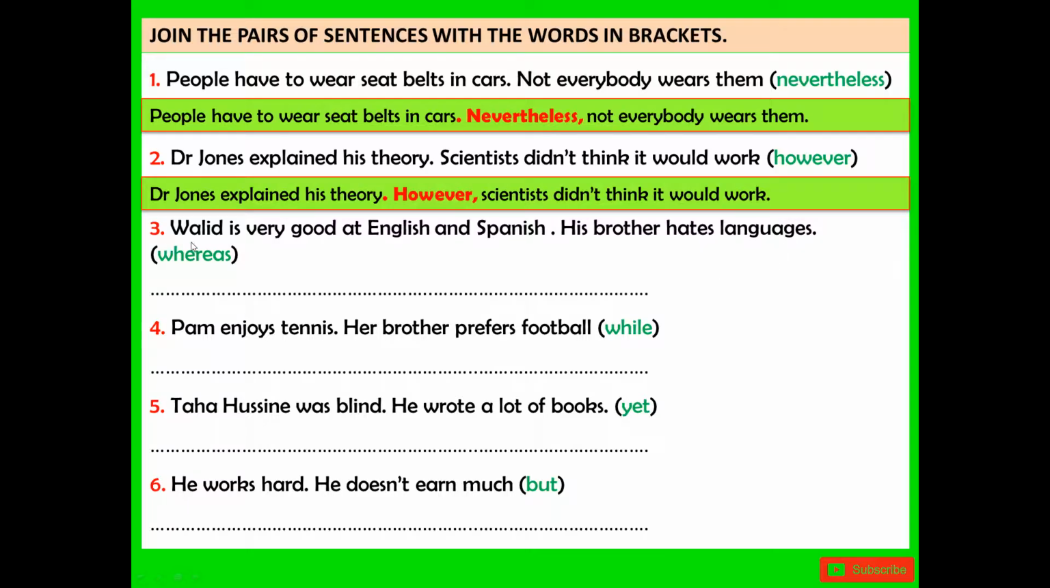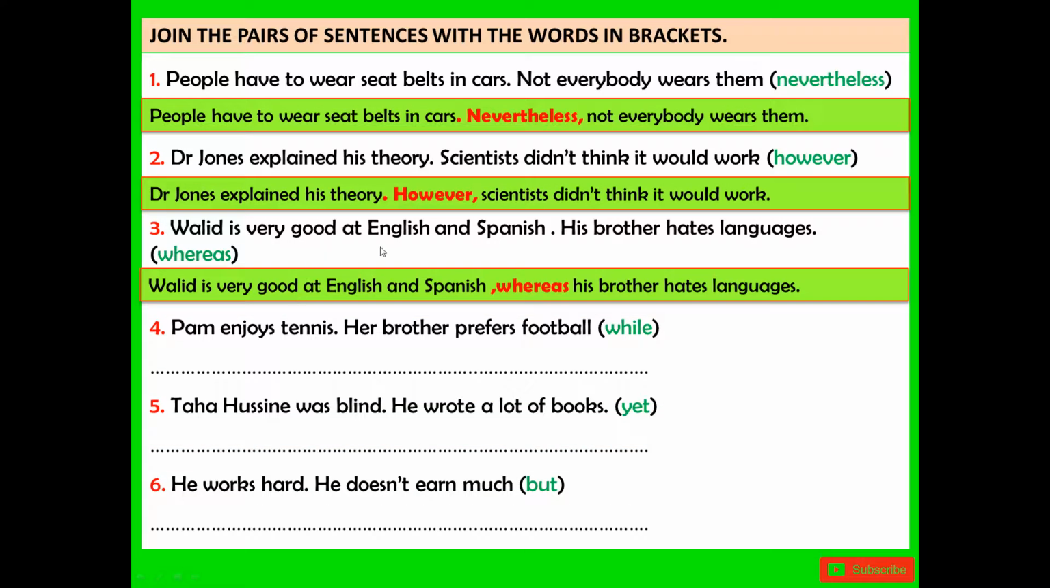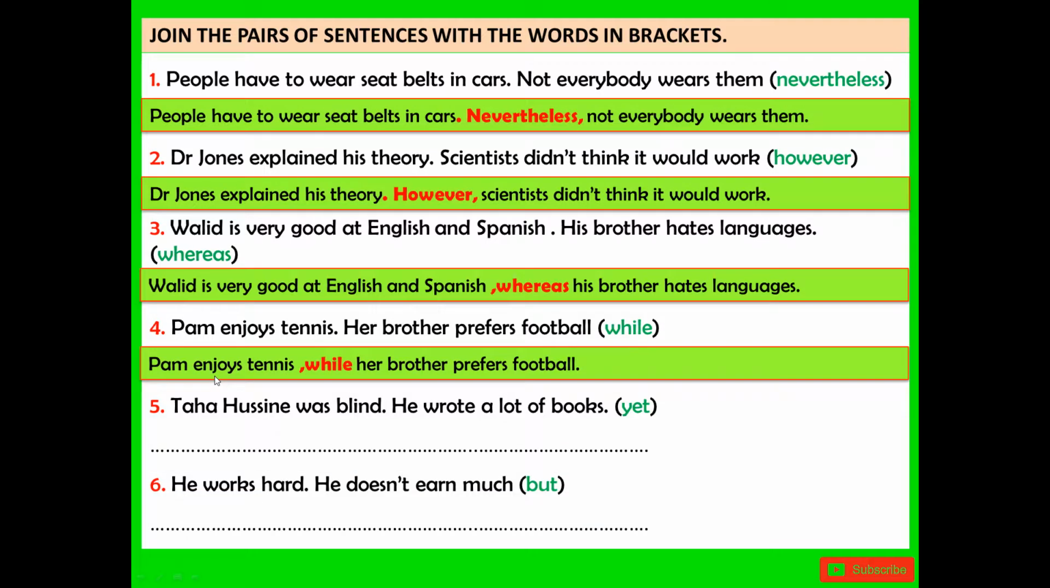Number three, Walid is very good at English and Spanish. His brother hates languages. Whereas. Do you remember the rule for whereas? Yes, comma before whereas. Okay, we can say, Walid is very good at English and Spanish, whereas his brother hates languages. Here it is also possible not to use a comma for whereas. Number four, Pam enjoys tennis, her brother prefers football. Use while. We can say, Pam enjoys tennis, while her brother prefers football. The same here for while and whereas. We can use them with no commas, right? And they are still correct.